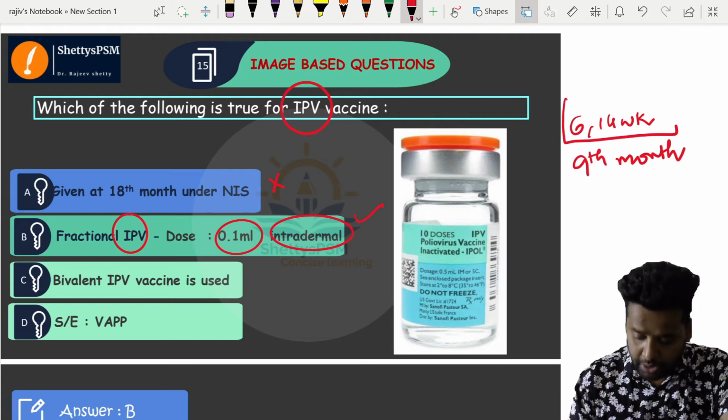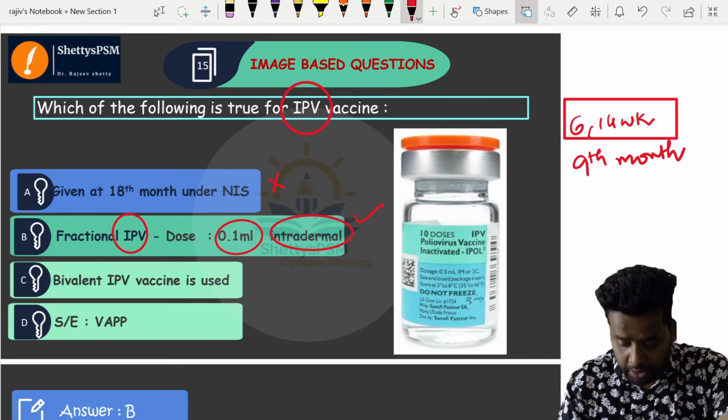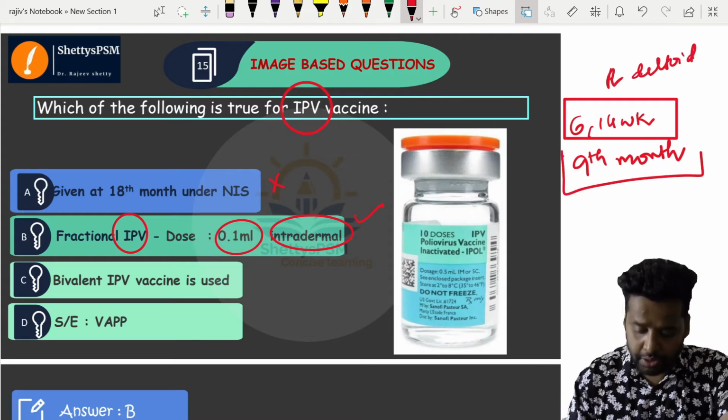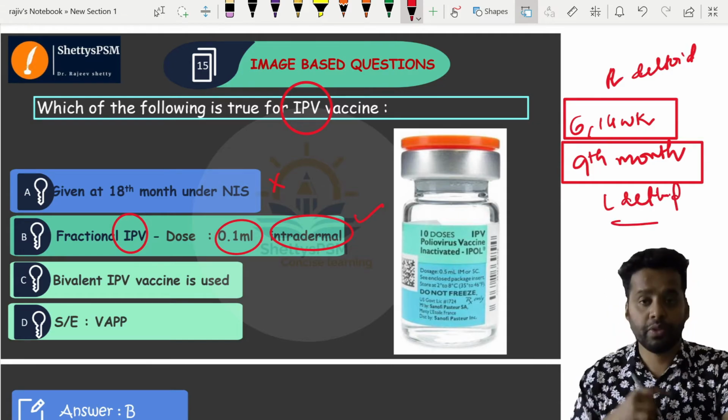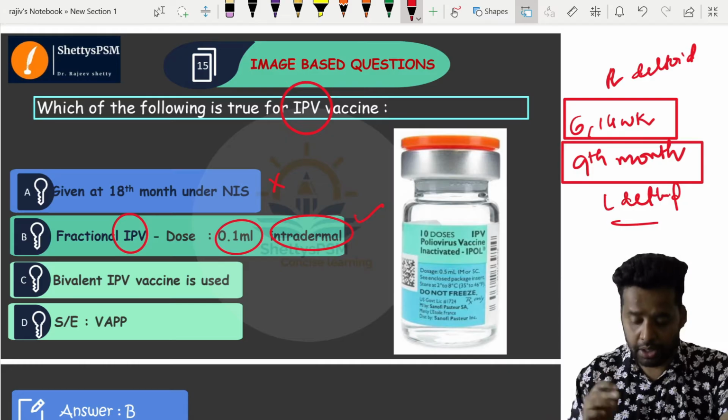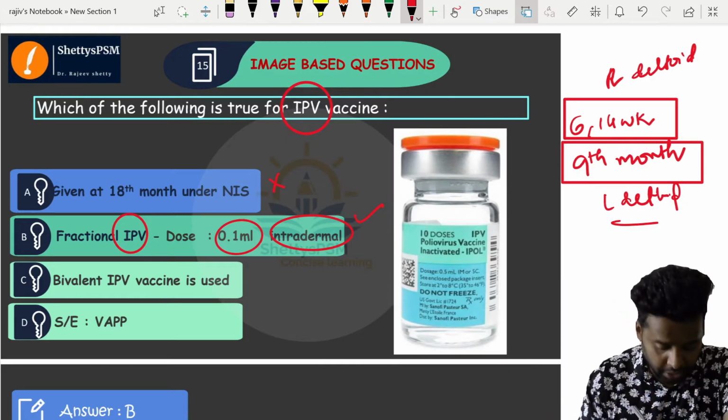So in the initial 2 doses it is given in the right deltoid. After that it is given in the left deltoid. So remember this. The initial 2 doses in the right deltoid. After that, at 9th month, it is given in the left deltoid.